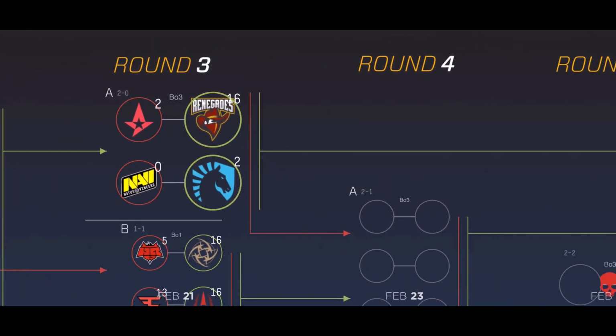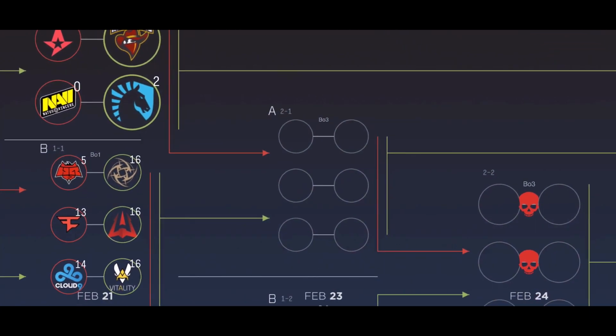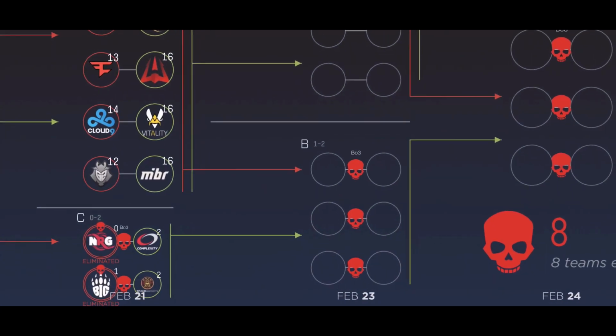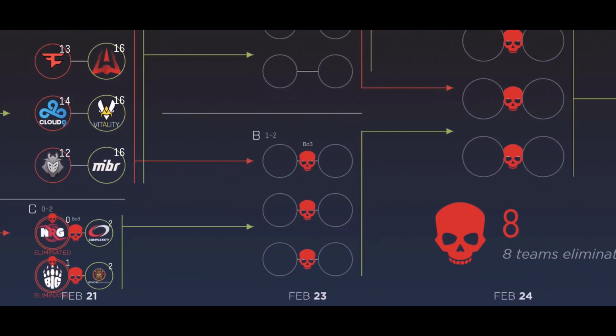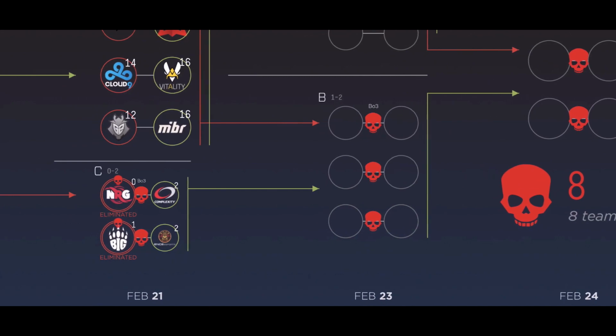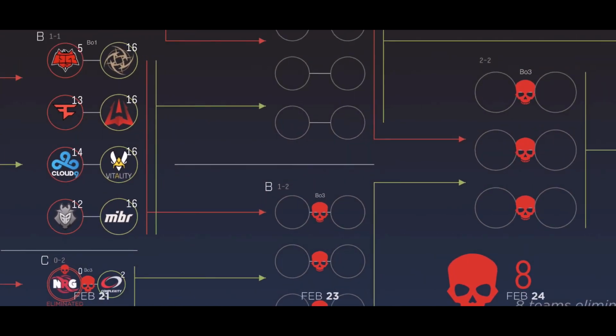Astralis, of course, advanced. We are going to get that data cleaned up right away. You can see that Liquid advanced as well. So you can see how winners proceed into the upper group and losers proceed into the lower groups. Energy and Big just got eliminated.